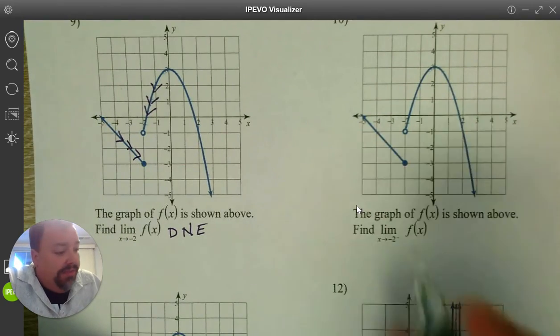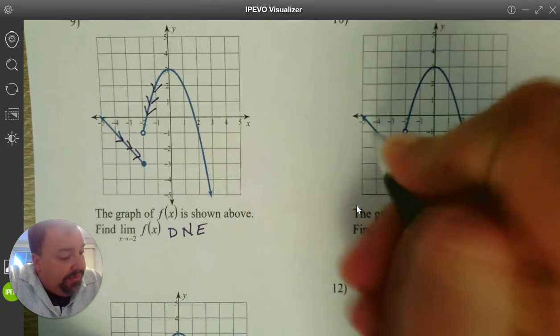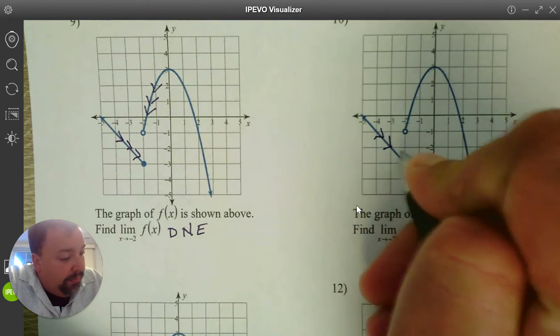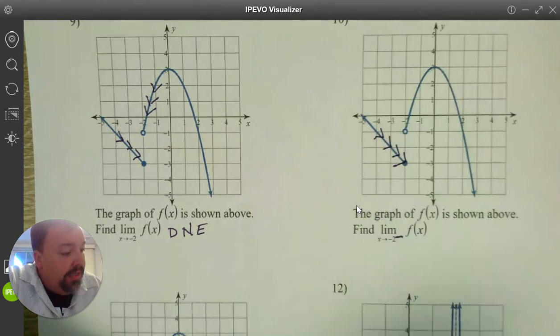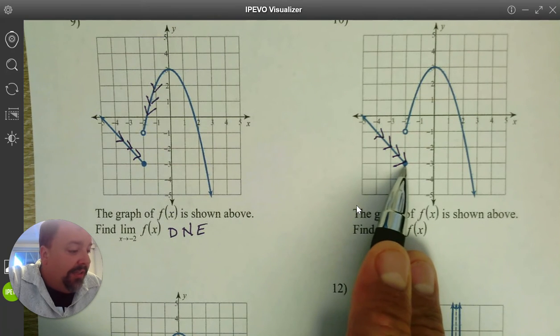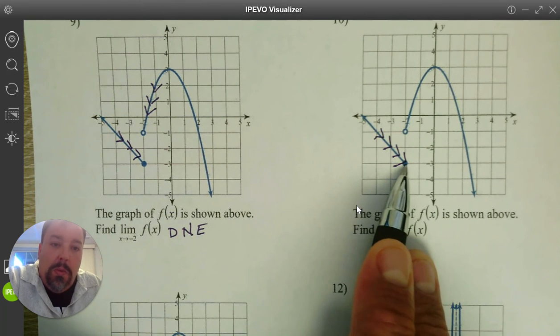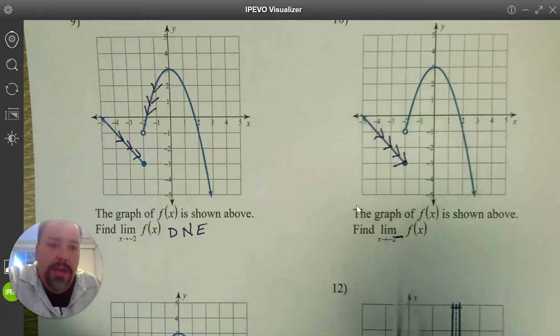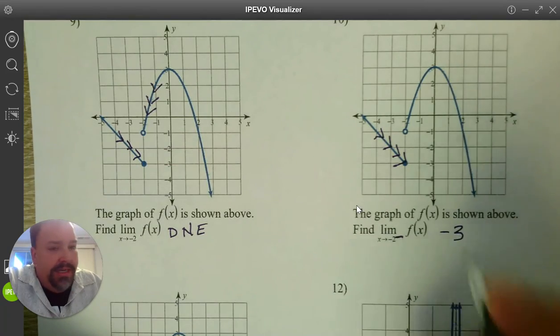This one's a similar graph, except this time we're coming from the left. So if we come from the left, we're just looking at this direction. So as we come from the left and we get closer and closer to -2, what is the y value? The y value down there would be -3.